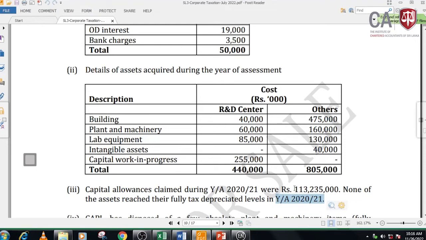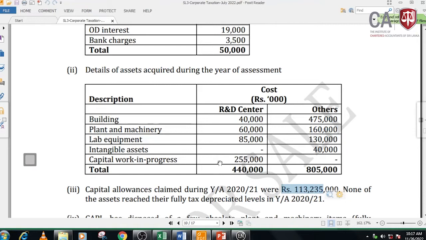Therefore, this opening capital allowance, as same, we can take under our calculation also. Now let me come to that adjustment. Building 20 years, plant and machinery. I'm talking about other plant and machinery 5 years, lab equipment 5 years.